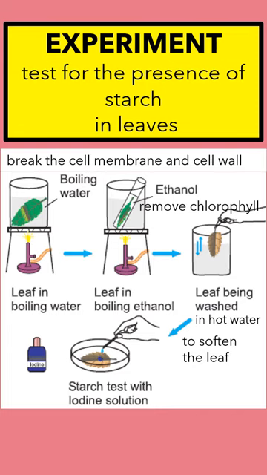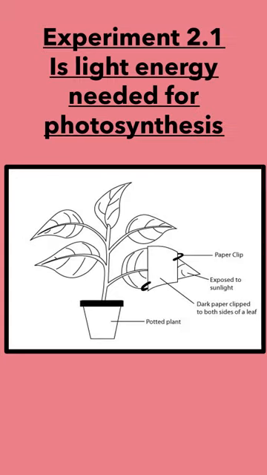Okay, so we have this experiment. This is the test for the presence of starch in leaves. These are the steps. Boil the leaf in boiling water, and then soak the leaf in ethanol, and then wash the leaf with distilled water, and then test for starch using iodine solution. If starch is present, dark blue coloration will be formed.